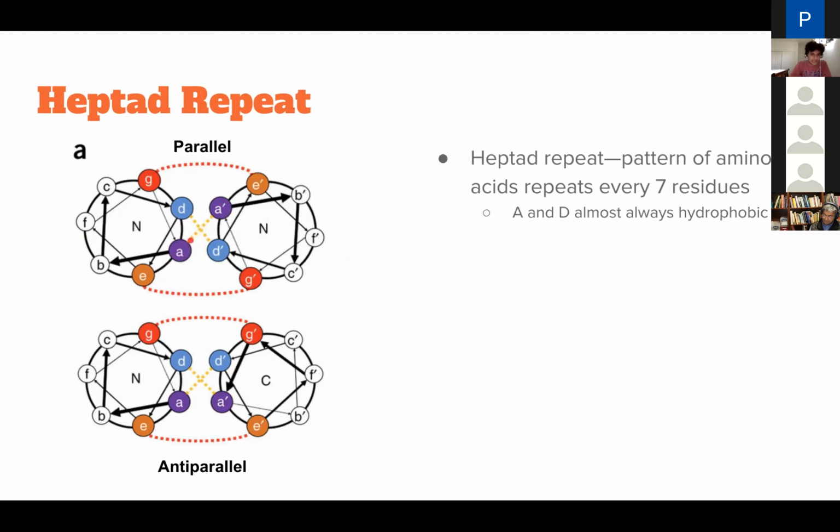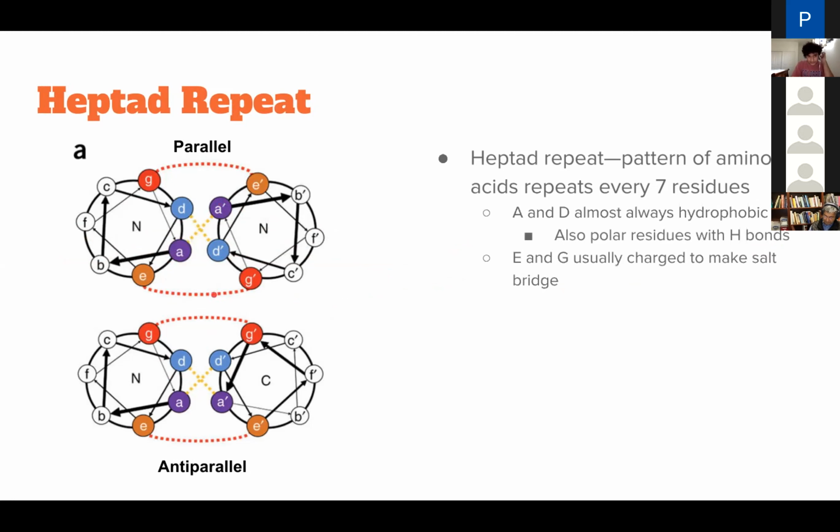Those are almost always hydrophobic. That makes sense. We know about hydrophobic cores, right? Those like the cluster in the middle, away from the aqueous environment. One thing to note is that these A and D positions can also be polar sometimes, because with those polar residues, you have H bonds stabilizing.